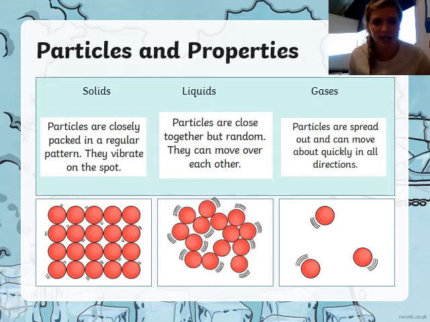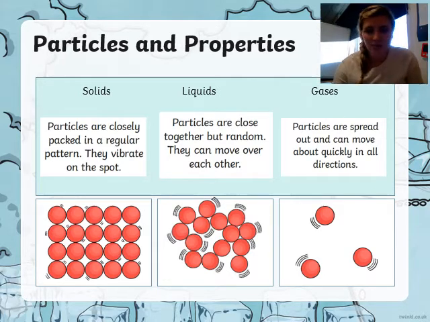So solids are closely packed together in a regular pattern and they vibrate on the spot. So you can see the little lines next to it that shows that they're vibrating on the spot. The liquids are particles that are close together but they're very random. There's no set pattern for them and these move over each other and around each other but in a smaller space. Finally, gases, there's fewer particles and these are spread out much more so that they can move in all directions, which makes them able to change shape.